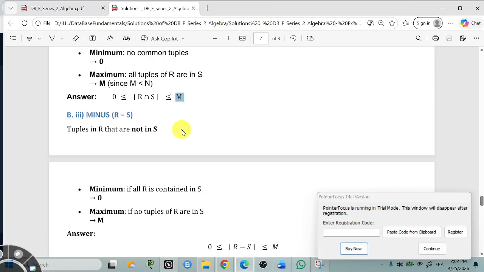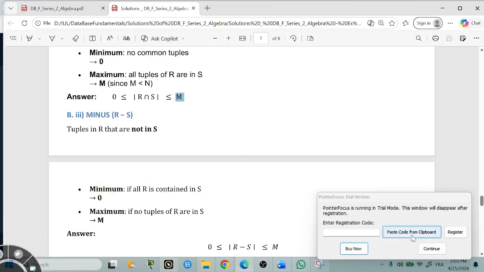Remember, we are calculating rows in R and not in S. Now we suppose all rows of R are in S. So the minimum is 0. Why 0? Because all rows of R are in S, and we are looking for all rows of R not in S. So in this case, the number is 0. So the minimum is 0.